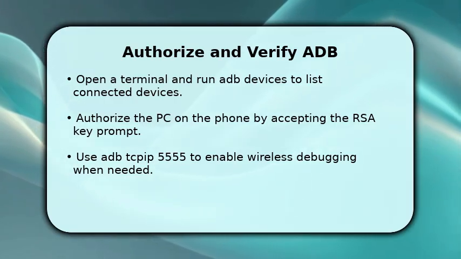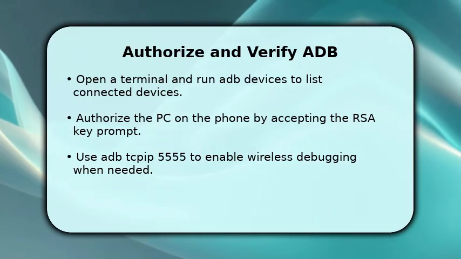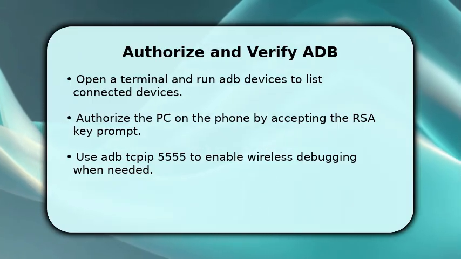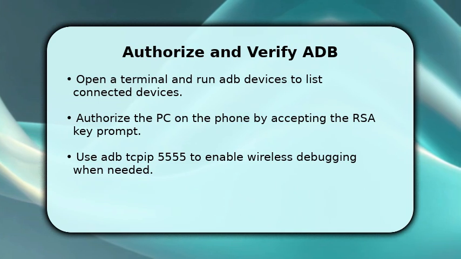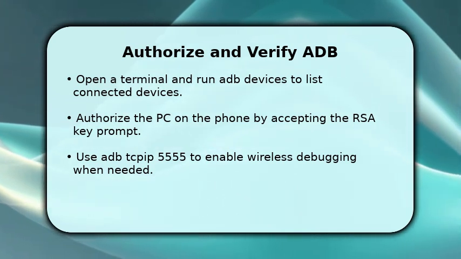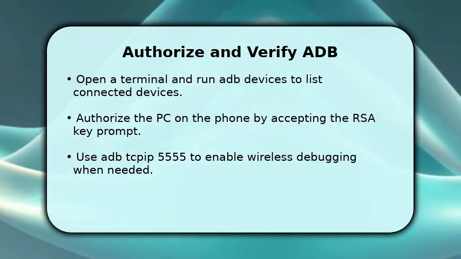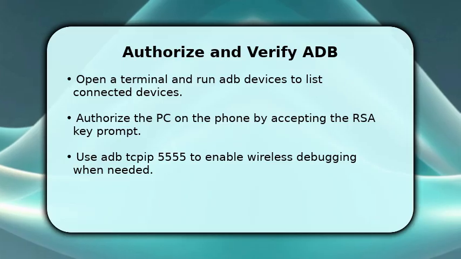Use adb tcpip 5555 to enable wireless debugging when you prefer a Wi-Fi connection instead of USB. Confirm the device ID appears in adb devices after authorization. If needed, run adb kill-server and adb start-server to reset the ADB.